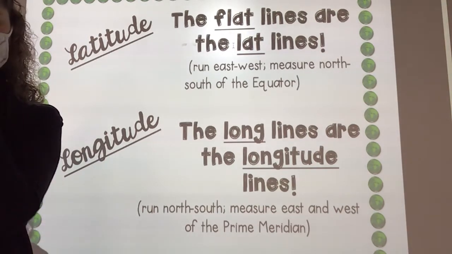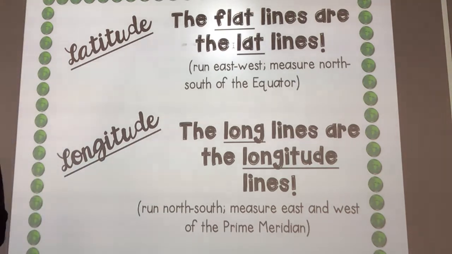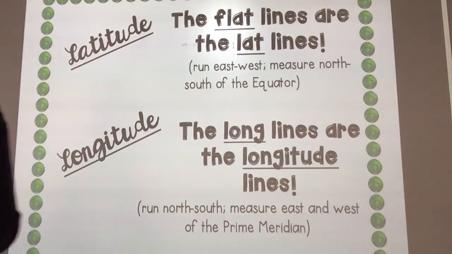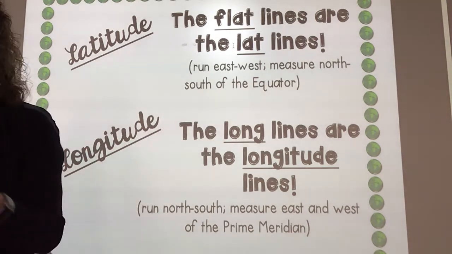Question, Nick? Isn't the equator, like the middle of Earth, very hot and has a lot of lava and stuff? Yeah, so that equator is where it's the warmest. Places closer to the equator are generally warmer.